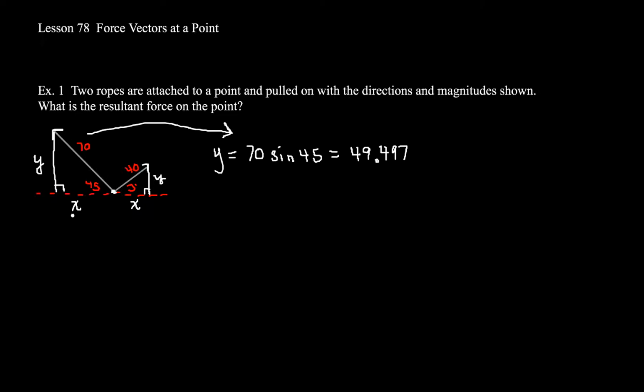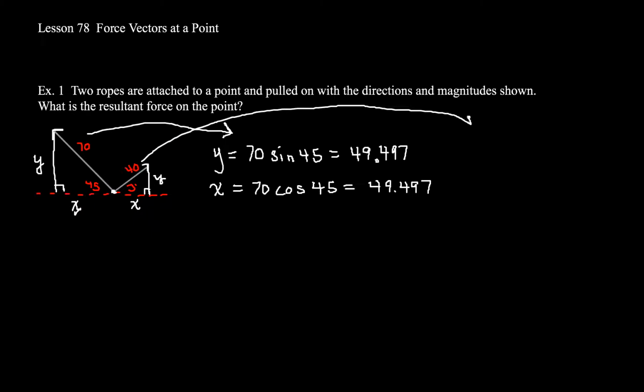Now we're going to do our x right here. So we get x equals 70 cosine of 45 degrees. Now the sine and cosine of 45 degrees are the same, so if you put them in the calculator, they're both going to be exactly the same. So we're going to get 49.497.